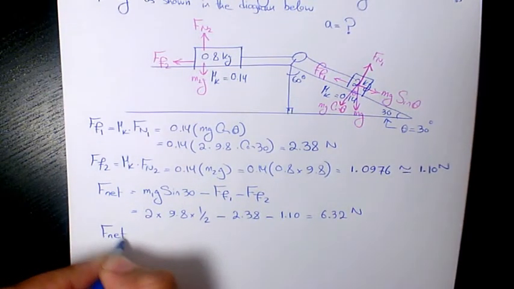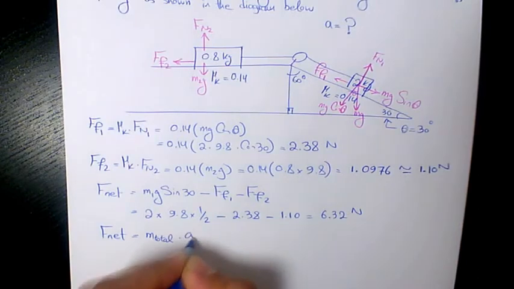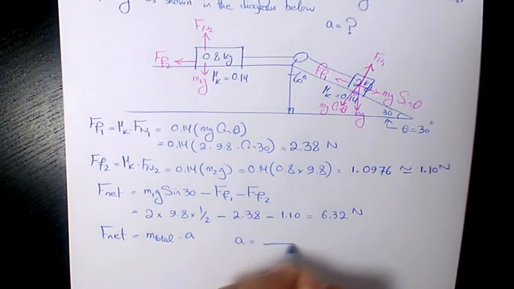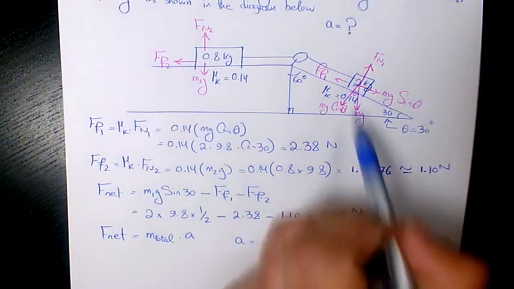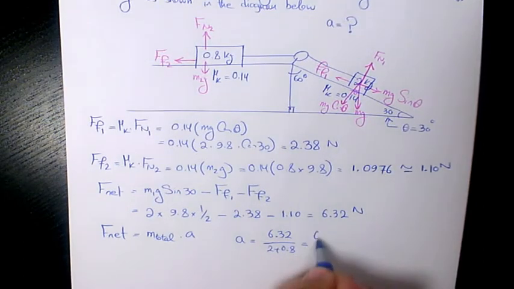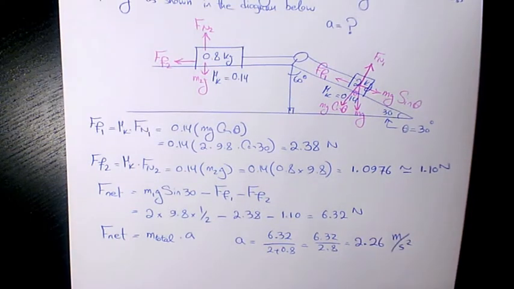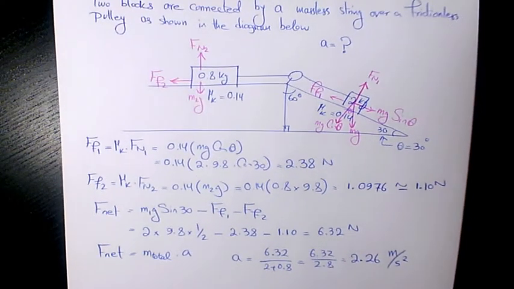F net will be equal to total mass times acceleration. So acceleration will be 6.32 divided by total mass, which is 2 plus 0.8. So 6.32 divided by 2.8, that will make it 2.26 meters per second squared. So that's going to be the acceleration of this system.